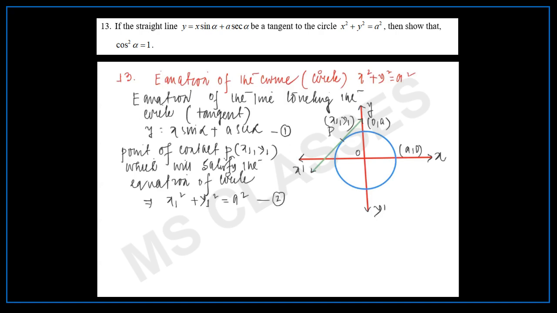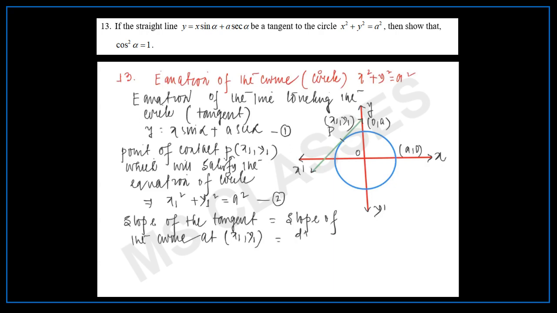So to get the tangent, we need the slope of the tangent. The slope of the tangent is equal to the slope of the curve at x1 y1, equal to dy/dx at x1 y1. So on differentiating we get dy/dx as minus x by y. So here it will be minus x1 by y1.